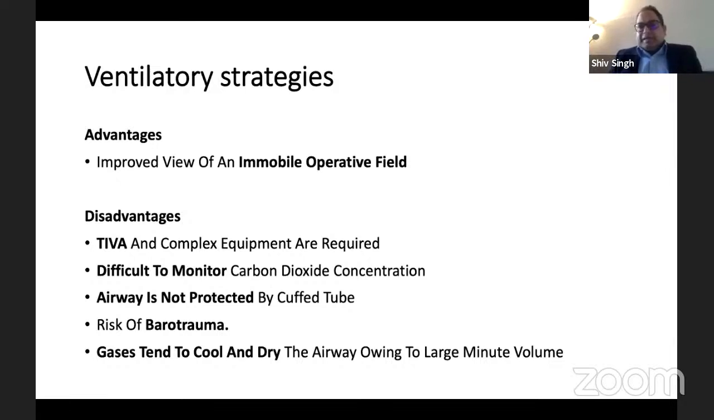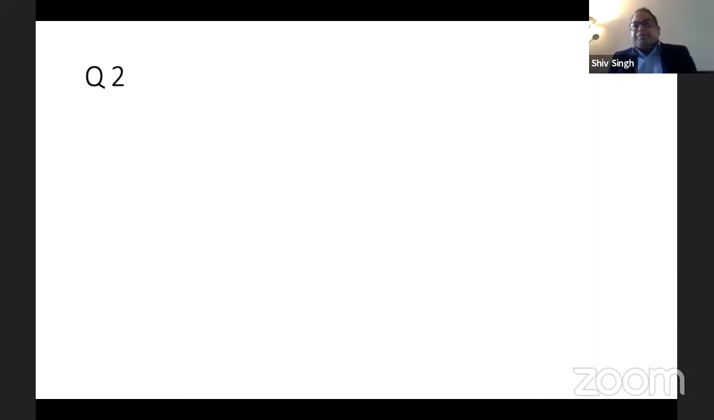The risk of barotrauma, like I said, remains. And the gases cannot be humidified. So this is okay for short procedures. But with long procedures, it not only causes drying, but it also causes cooling of the gases. Okay. So that was our first question.